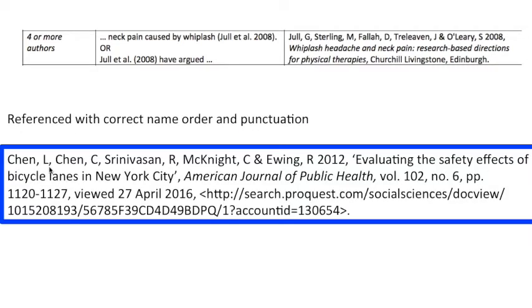Chen, L, Chen, C, Sivarasan, R, McKnight, C, and nothing, no comma. But we have the Amsterdam and. That is because that is the last author, that is the second last author. Ewing, R, nothing, date. Okay? And then we have our title, our journal, and our volume number, issue number, and view date and URL.